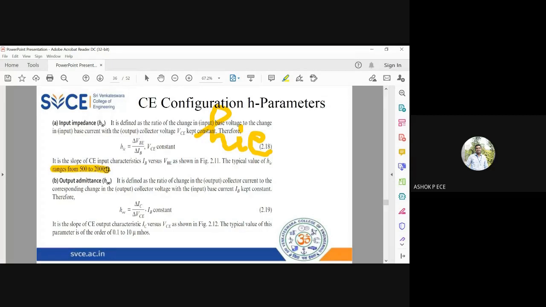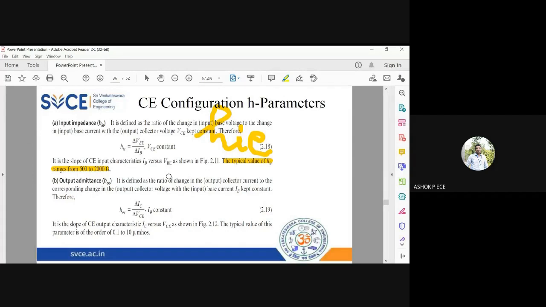So we saw common base. What was the value for common base HIB? Does anybody remember the value for HIB that we saw for common base? How many ohms did we get? HIB was 20 to 50. I told you that value is very, very low, because when the input impedance is very, very low, the circuit will draw a huge amount of current from the battery.